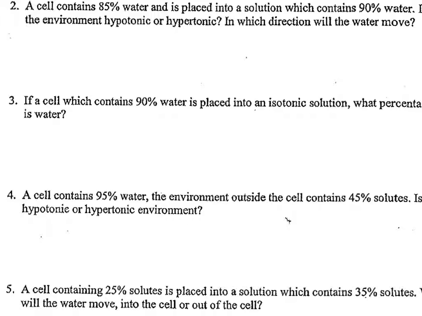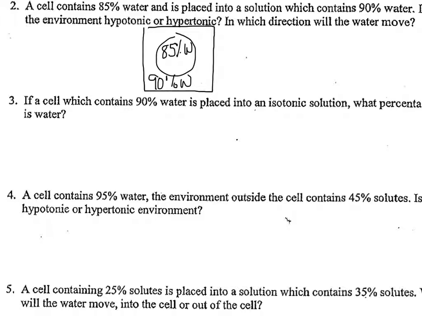I'm going to move on to number 2. Number 2 says that a cell contains 85% water, and it's placed in a solution with 90% water. And this one says, is the environment hypo or hypertonic? So that's this outside portion.